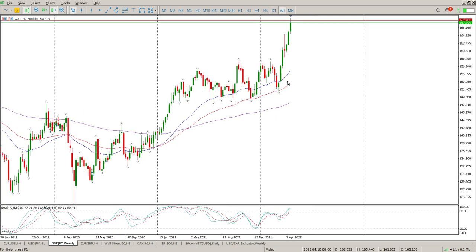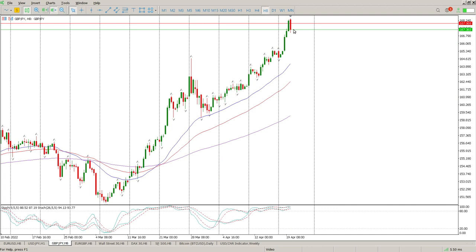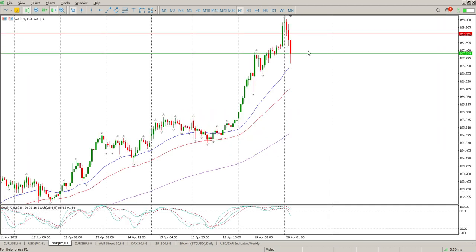But if you look at all the higher time frames, you look at the weekly, we are in an upward trend. We've gone parabolic away from the moving averages. So you don't want to be going long here, but at the same time, I don't really want to be going short just yet, looking for some confirmation.